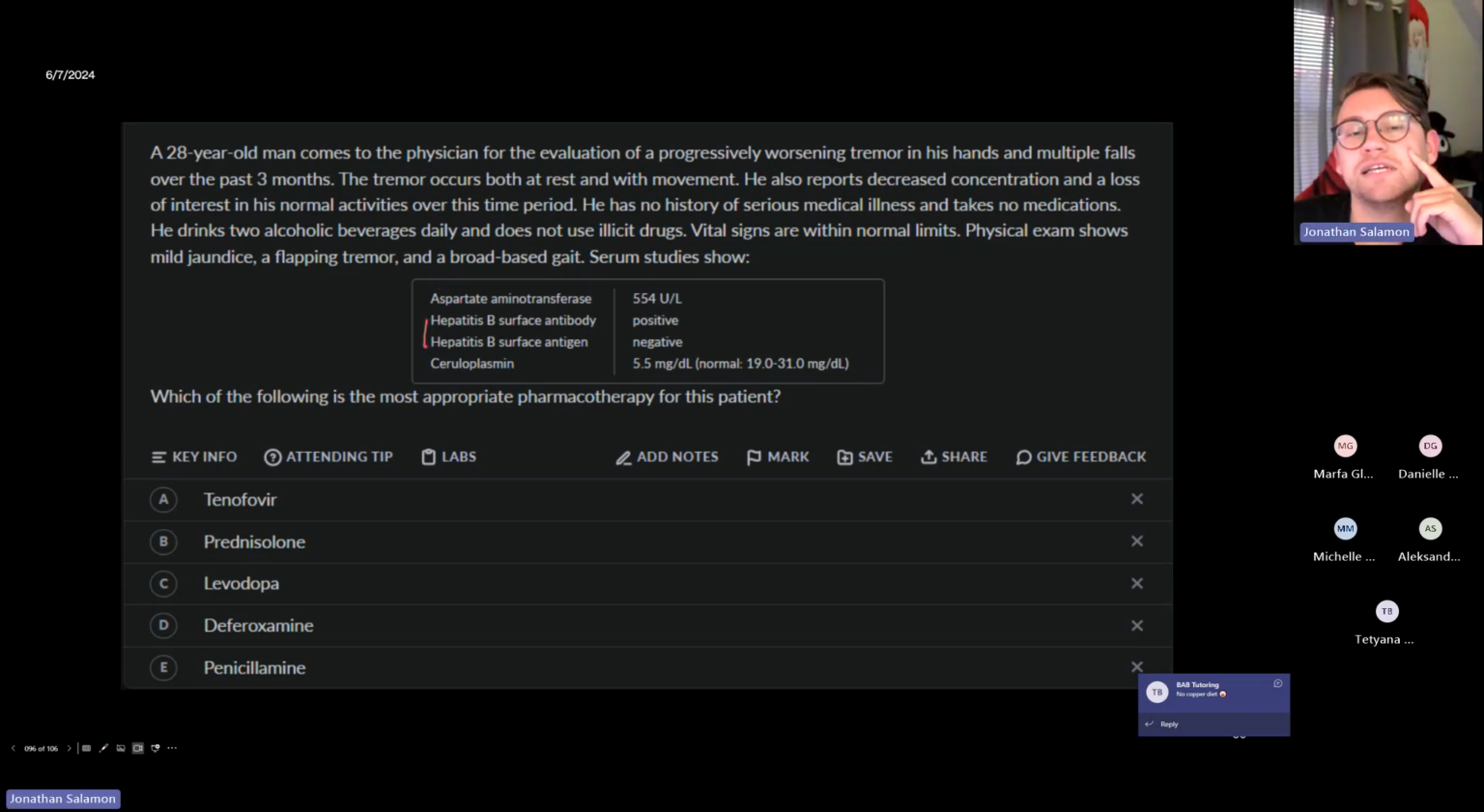No, this person does not have hepatitis B. Why? He's been vaccinated against it, but he doesn't have it, right? They're laying this as a trap for people who don't know. Someone who just doesn't know probably sees hepatitis B and says, oh, give him an antiviral, right? But the ceruloplasmin, they gave it to you right here, right? It's low, so it has to be Wilson's disease, right?